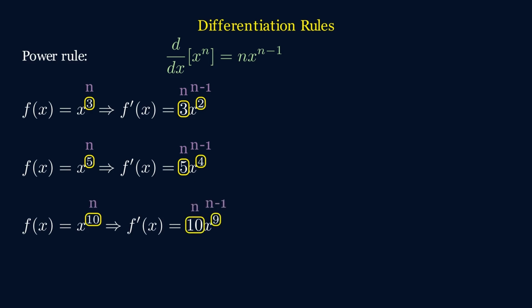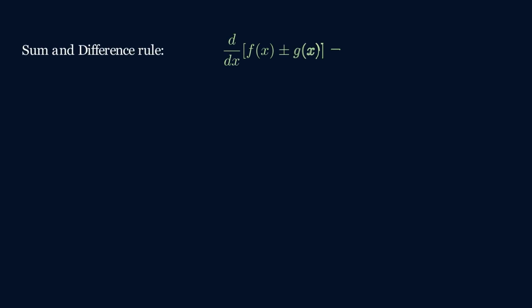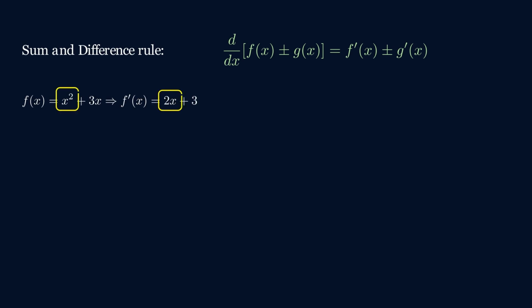Finally, the sum and difference rule. If you add or subtract functions, you just take their derivatives separately. d by dx of f of x plus or minus g of x equals f prime of x plus or minus g prime of x. Here's an example. x squared plus 3x. The derivative of x squared is 2x, and the derivative of 3x is 3. Put them together, 2x plus 3.